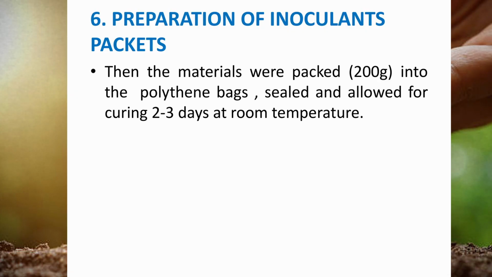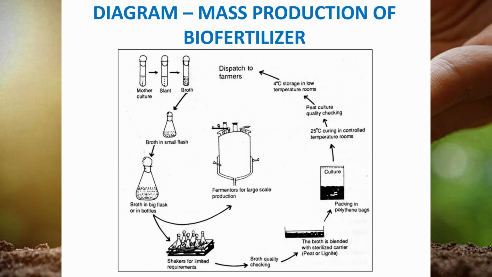Fifth, mixing of the carrier material into the broth culture. Now the prepared and autoclaved carrier material is mixed with the broth culture. Sixth one, preparation of inoculant packets. The sterilized carrier materials, already mixed with the bacterial inoculants, are packed and sealed under aseptic condition.